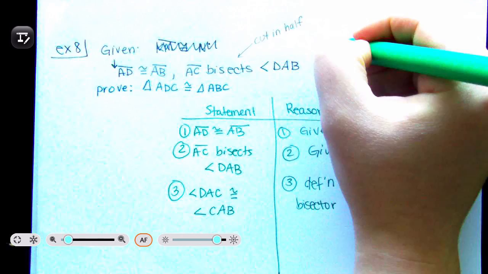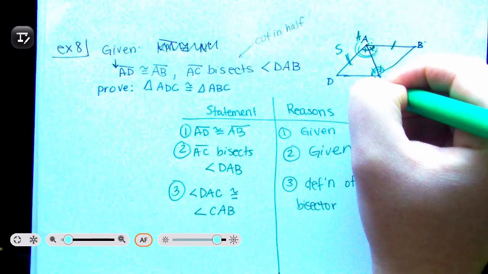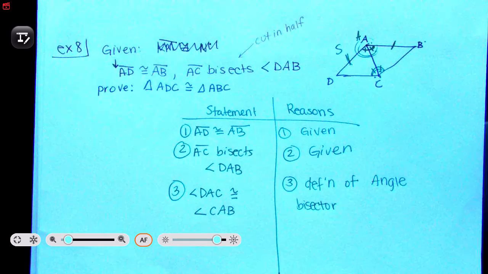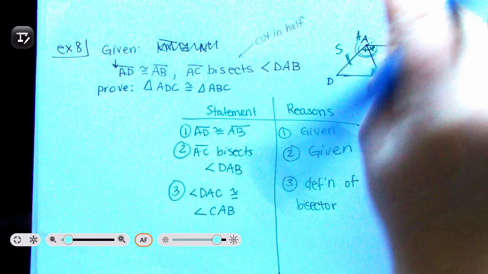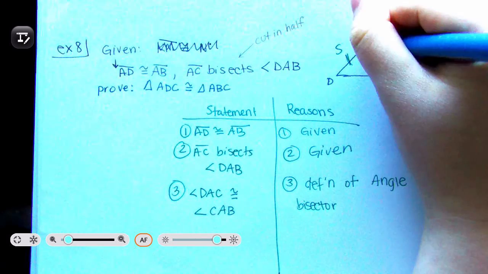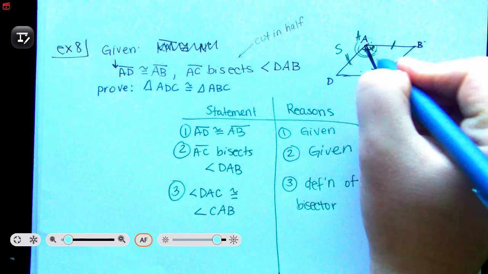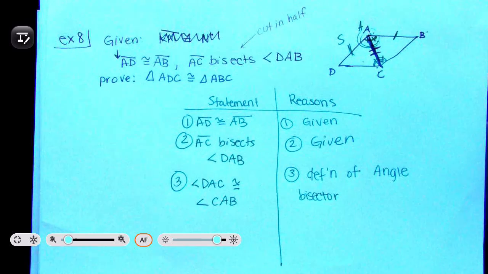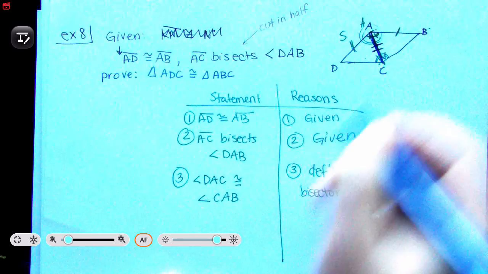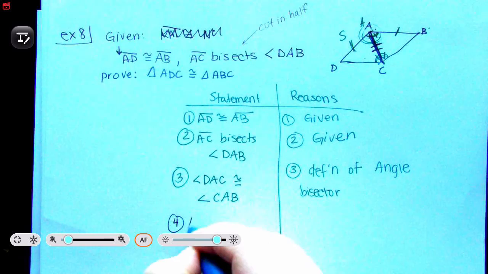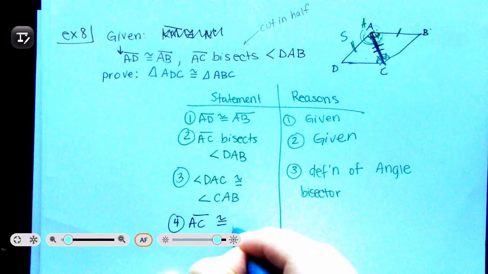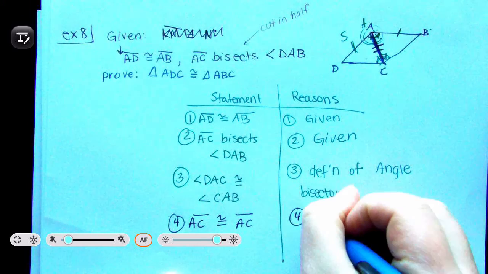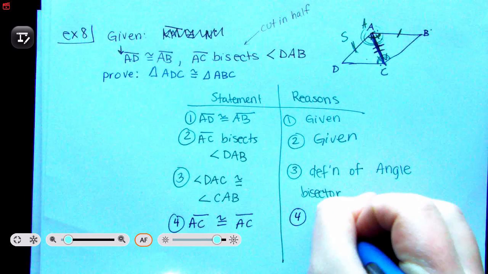So now what do I have? I have a side, an angle, and, oh, did you guys catch that? I almost didn't catch that. Do you see how this line right here is the same line on both triangles? So that's congruent. So how do we know that, step number 4, how do we know that segment AC is congruent to segment AC? And that is the same line twice, so it is the reflexive property.